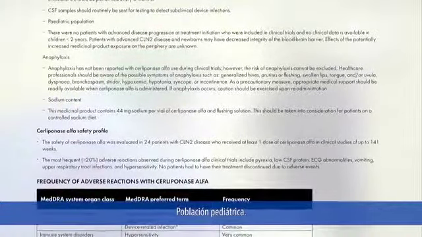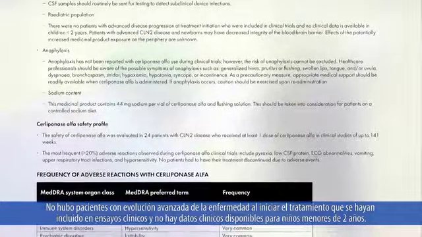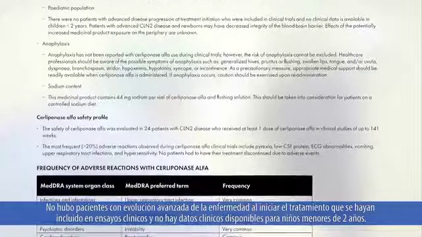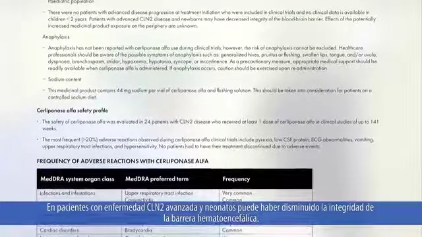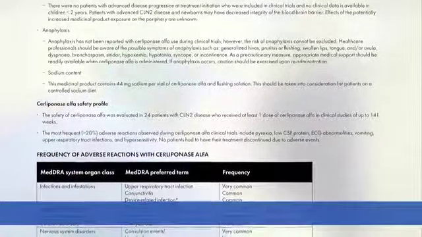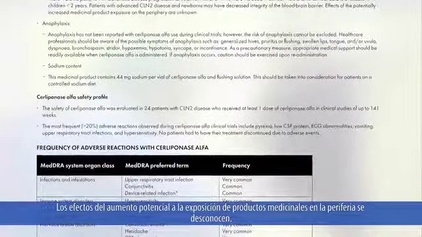Pediatric population. There were no patients with advanced disease progression at treatment initiation who were included in clinical trials, and no clinical data is available in children less than 2 years old. Patients with advanced CLN2 disease and newborns may have decreased integrity of the blood-brain barrier. Effects of the potentially increased medicinal product exposure on the periphery are unknown.